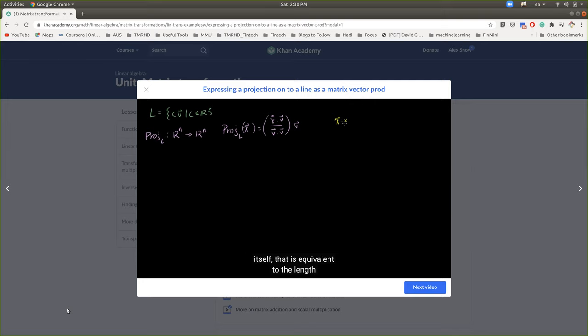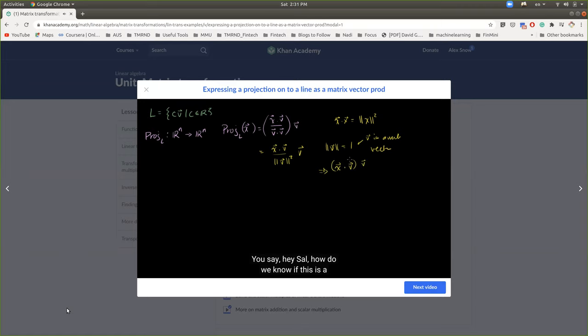We know if I take some vector and I dot it with itself, that is equivalent to the length of the vector squared. So we could rewrite this as being equal to x dot v over the length of v squared, all of that times v. Now, wouldn't it be nice if the length of v was 1? Because then, if the length of v was 1, or this is another way of saying that v is a unit vector, then our formula for our projection would just simplify to x dot v, all of that times, this will just be some scalar number, that times v.